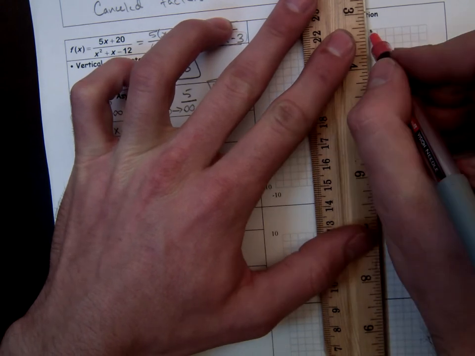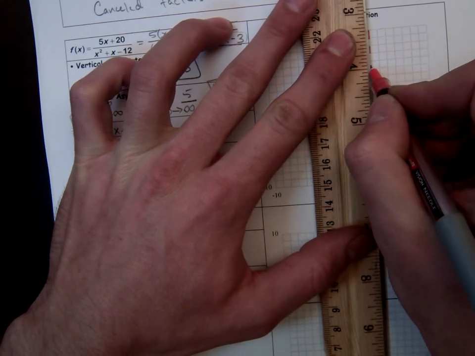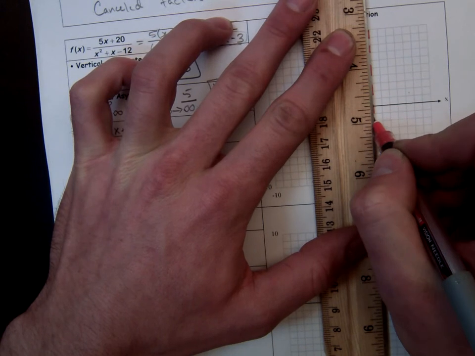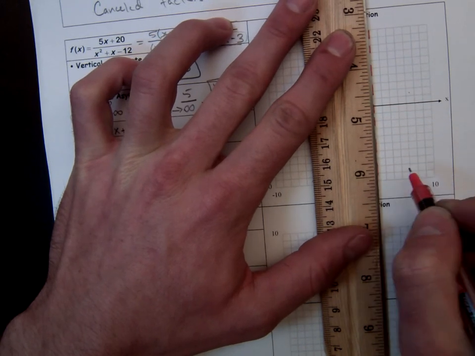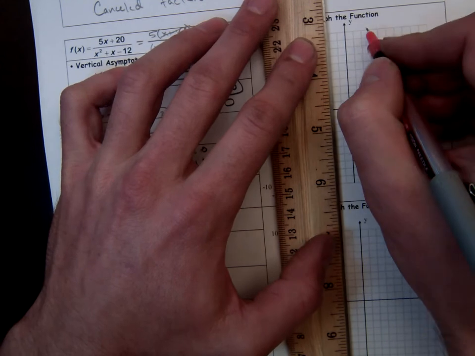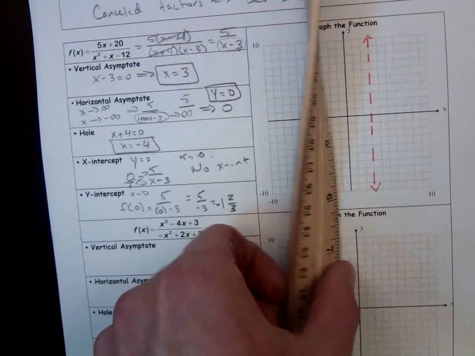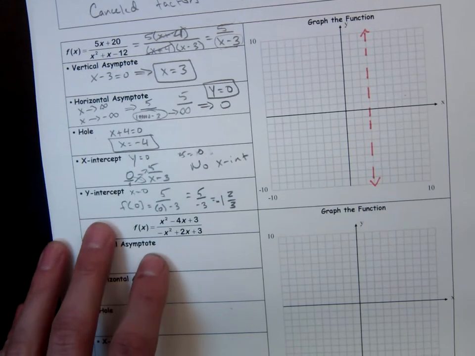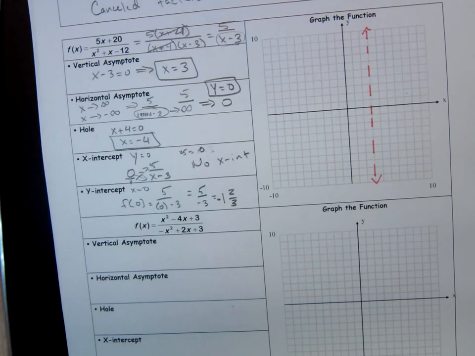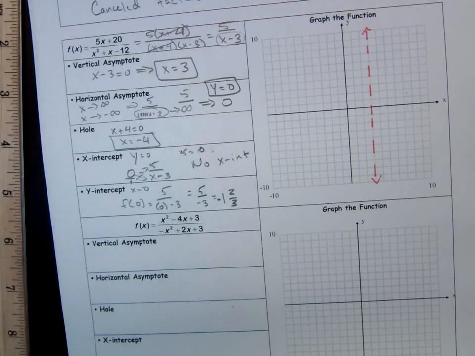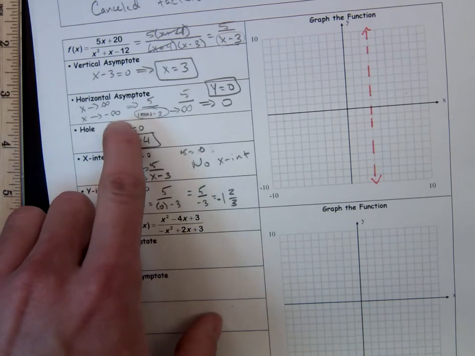We're right here. Now you generally want to use a dashed line to show that it's not actually part of the graph, but it's just a boundary. Remember, this is like one of our fences. Now, we want to do the horizontal asymptote.